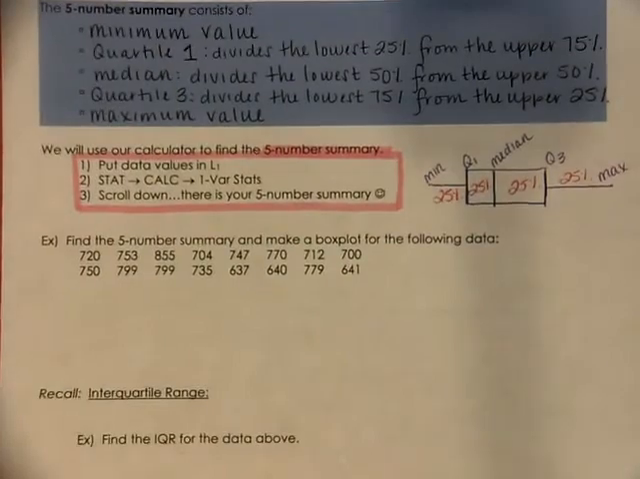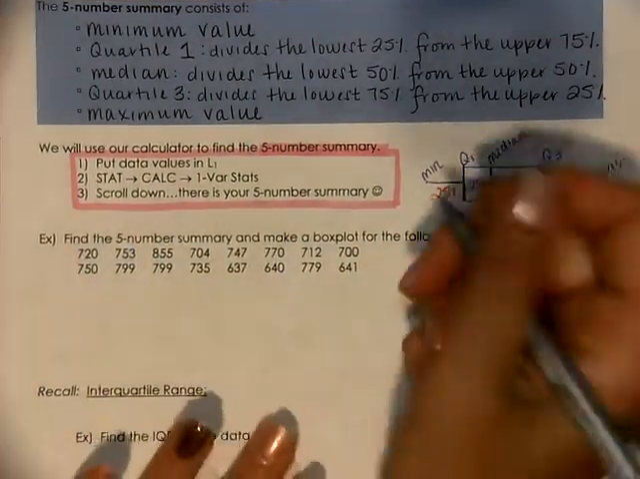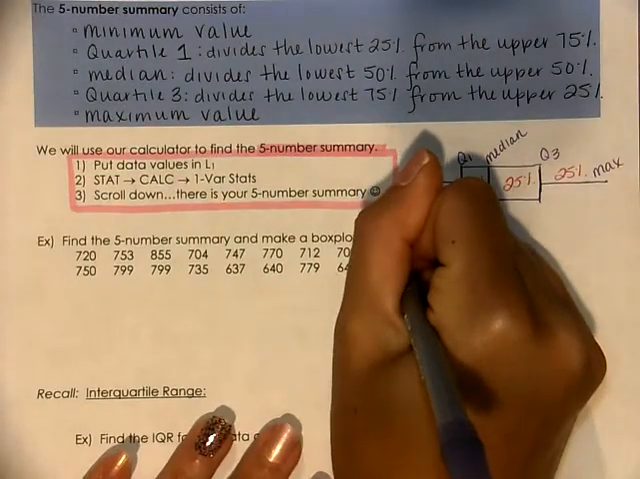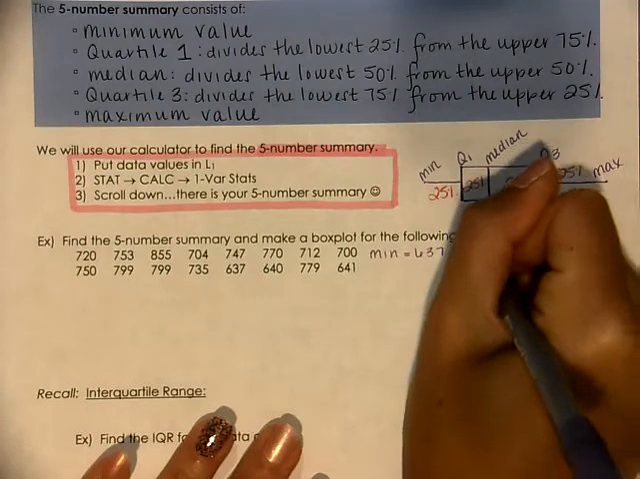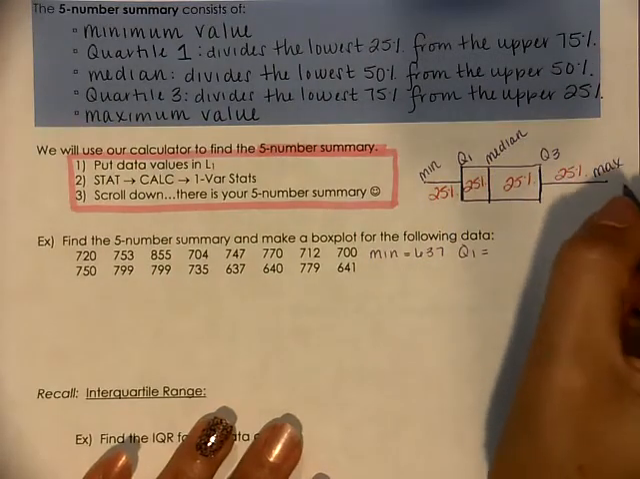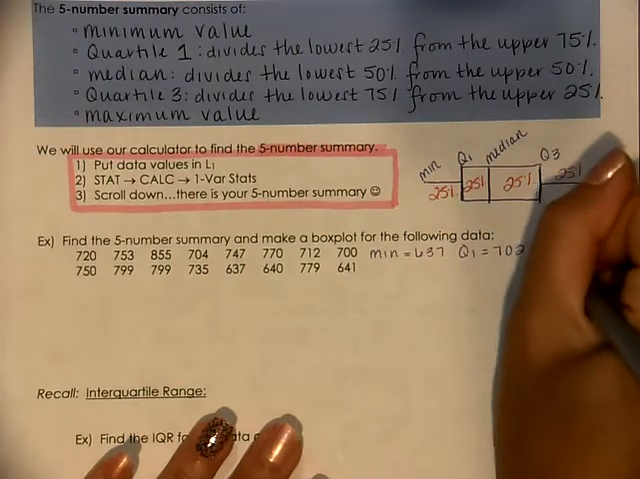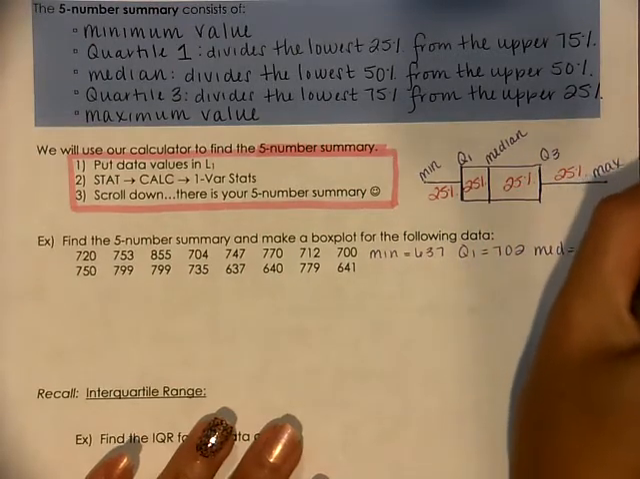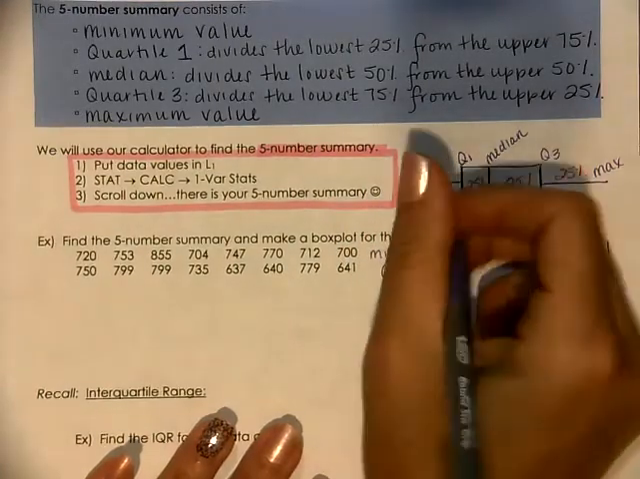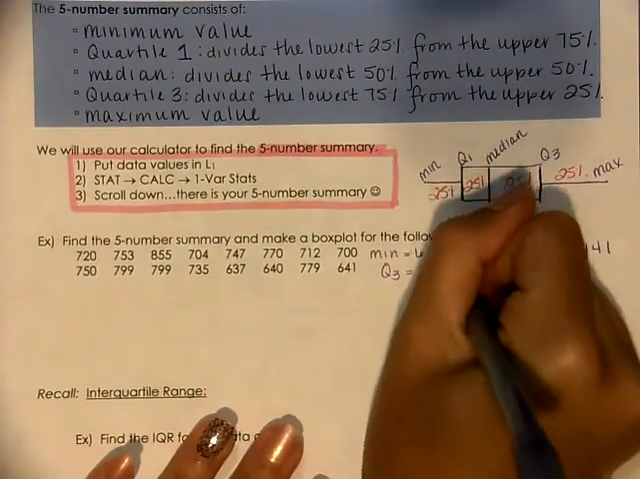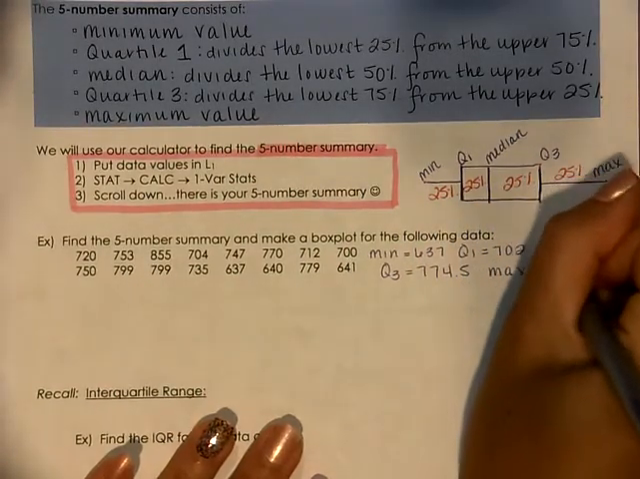So, let's sketch our box plot. I'm going to write out our 5-number summary over here. Our minimum is 637. Our quartile 1, so I'm getting these numbers off my calculator, is 702. Our median, 741. Quartile 3, 774.5. And our maximum is 855.